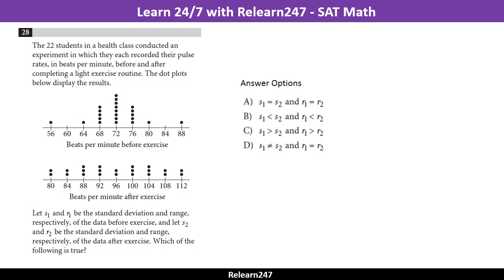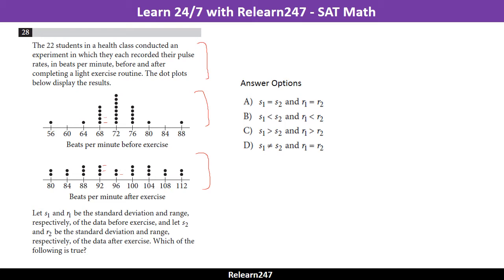22 students in a health class conducted an experiment in which they recorded their pulse rates in beats per minute before and after completing a light exercise. The dot plot below displays the result. So basically this information is talking about what these two graphs are showing. It's the beats per minute before exercise. For example, if the beats per minute was 72, how many students had 72, how many at 68? So these dots represent students, right? Similarly, after exercise, these dots represent the count of the students having 92 or 96.